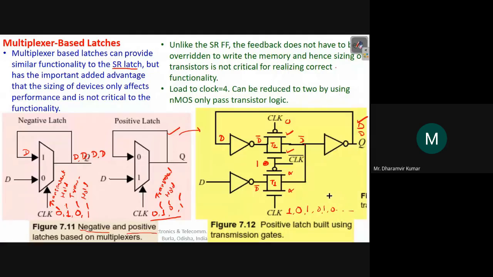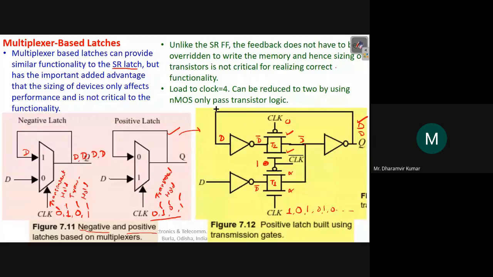So it is able to hold the previous data value. And this circuit is built using transmission gates, 2 transmission gates. So how many transistors are used here? Look at here, 1, 2, 3, 4. And 4 plus 2 for this, 2 for this, 2 for these inverters. So 4 plus 6, 10. Total number of 10 transistors are used here.